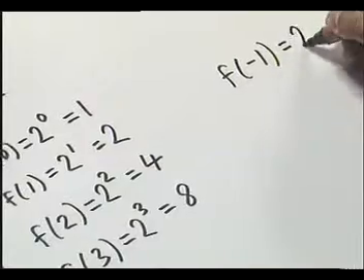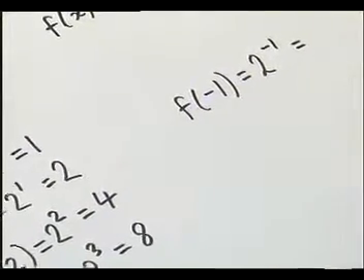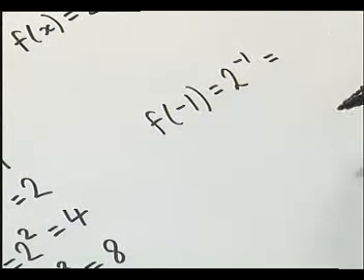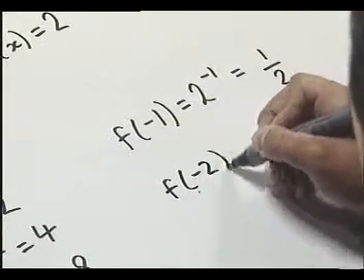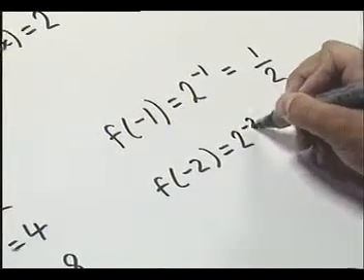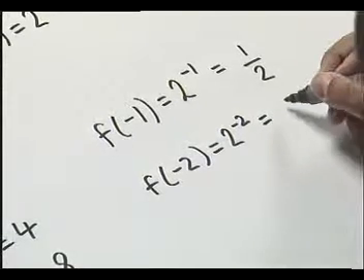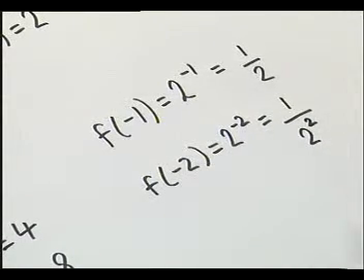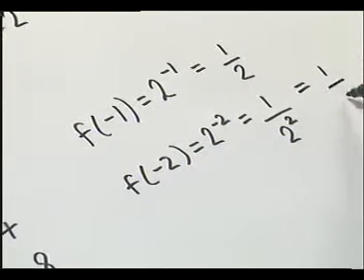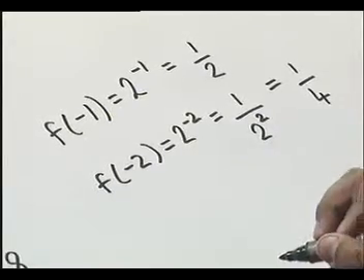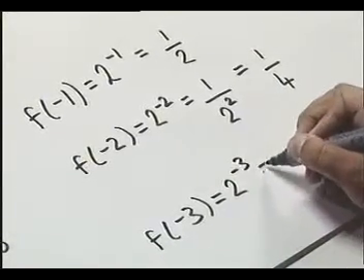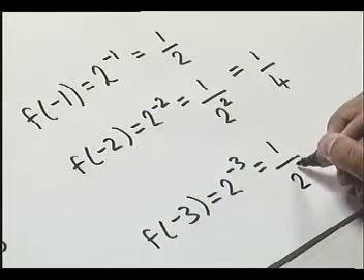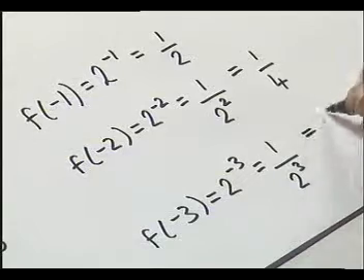So if we look at f of minus 1, that gives us 2 to the power of minus 1. And remember, when we have a negative power, that means that we have to invert our number. So we actually end up with 1/2. If we look at f of minus 2, that gives us 2 to the power of minus 2. Once again, this negative power means we've got 1 over 2 squared. And this 2 squared is 4, so actually gives us 1/4. And the final argument to consider is f of minus 3, which is 2 to the power of minus 3, which gives us 1 over 2 cubed, and 2 cubed is 8, so we get 1/8.